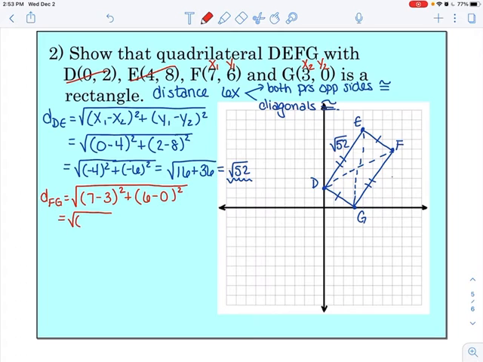7 minus 3 is 4, so I'm going to have 4 squared, and 6 minus 0 is 6, so we'll have 6 squared. Again, positive 4 squared is a positive 16, and positive 6 squared is a positive 36, and 16 plus 36 is 52. So I've shown now that this side is also radical 52. So far, after all that work, I have one pair of opposite sides that are parallel. Let's keep going. Let's do the other pair of sides.